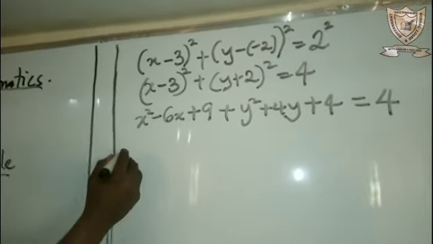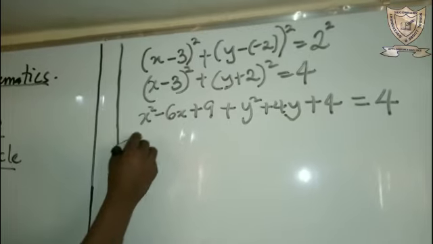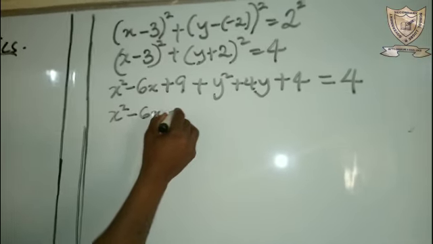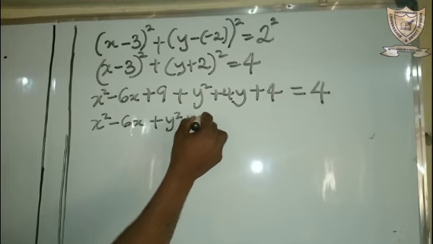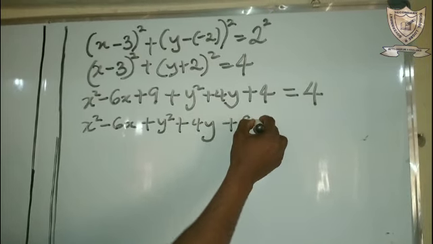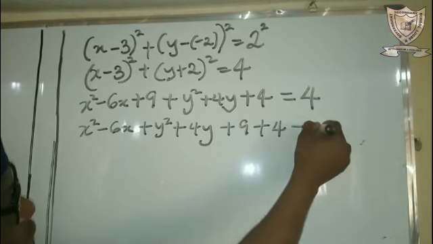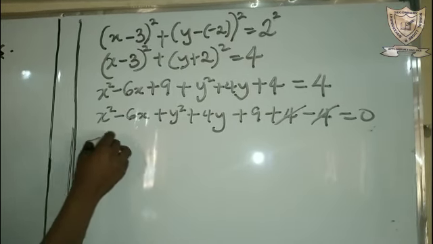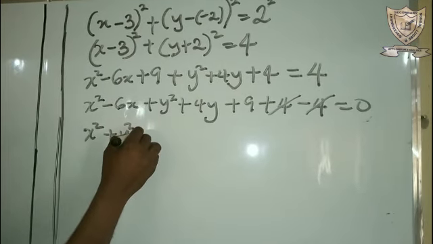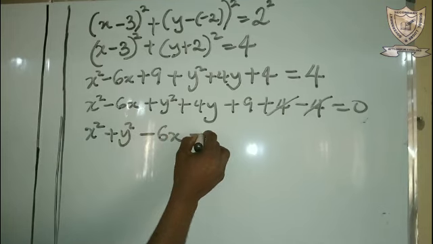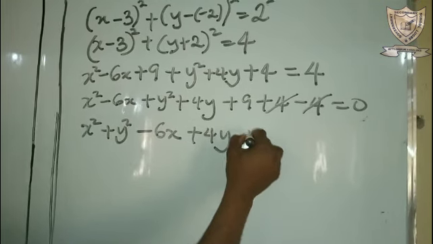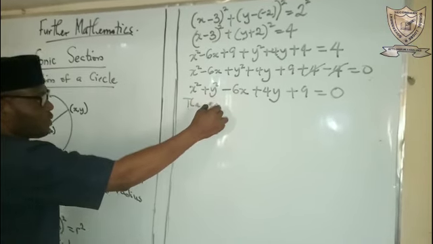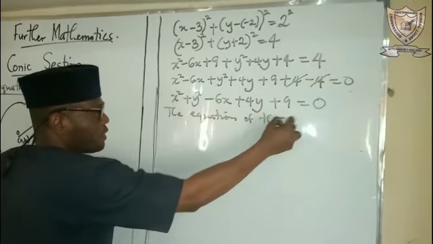So bringing the 4 over the equal sign, we have x squared plus y squared minus 6x plus 4y plus 9 plus 4 minus 4, and this cancels that. So we have x squared plus y squared minus 6x plus 4y plus 9 equals 0. This is the equation of the circle.